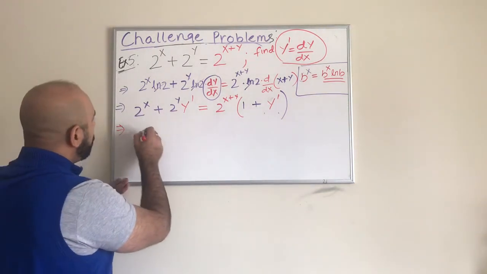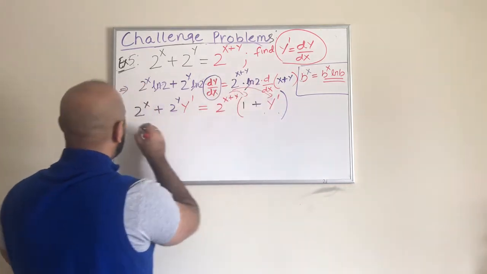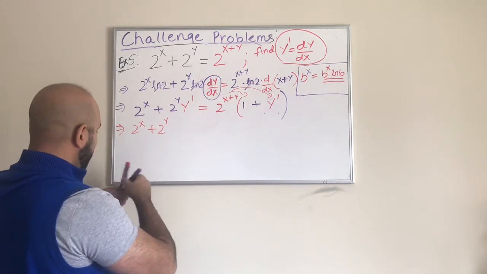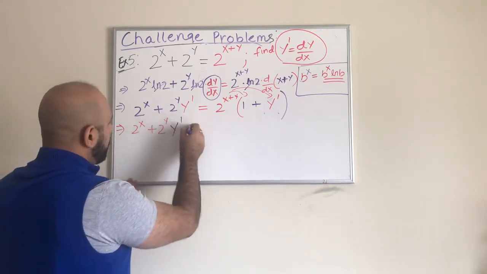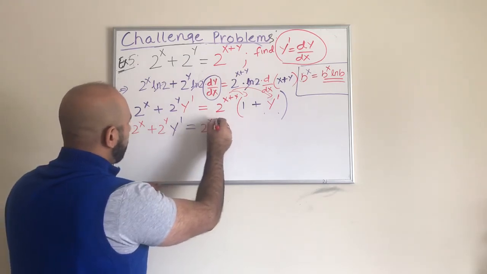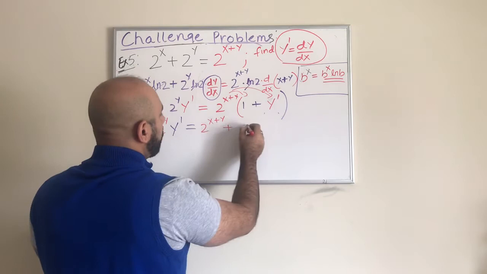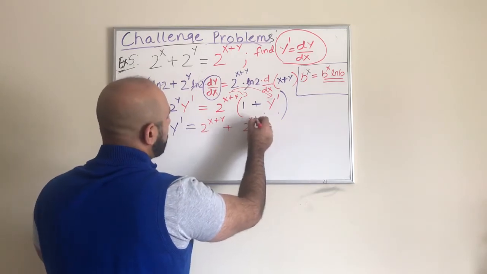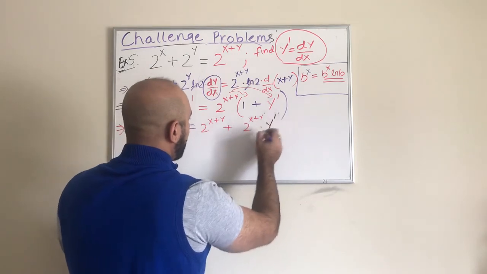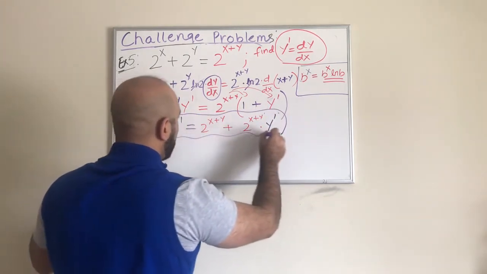Well, what we can do here is distribute this, right? We can distribute this first, so it's 2 to the power x plus 2 to the power y, and then I have my y prime equals to, let us distribute that, it's going to be 2 to the power x plus y, right? And then I also have plus y prime, or 2 to the power x plus y times my y prime.